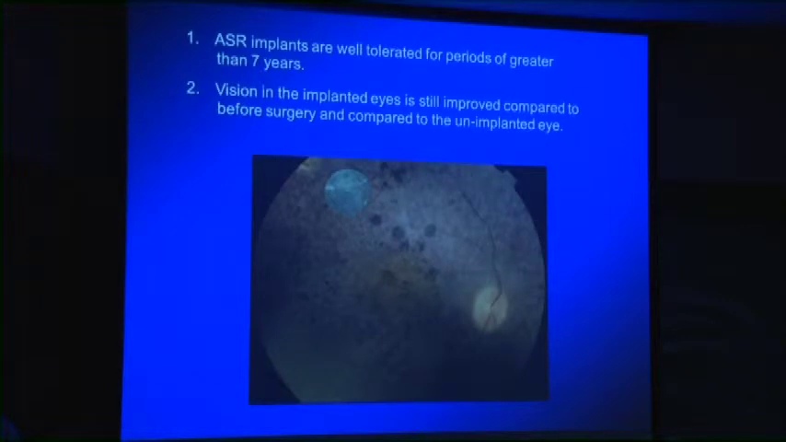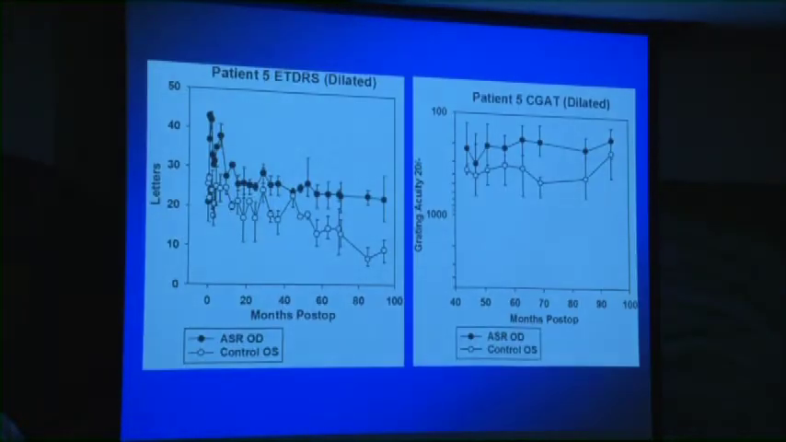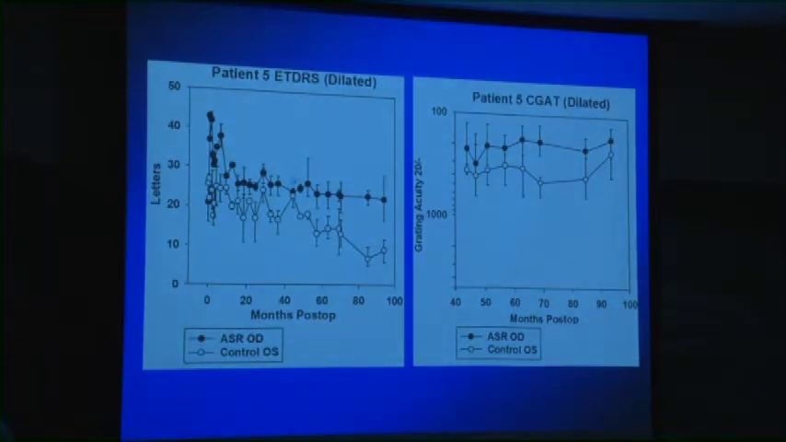We've now had these implants in humans for between 7 and 8 years, and we find that the implants are well tolerated for at least 7 to 8 years, and the vision in the implanted eye is still improved compared to the eye before surgery, and also compared to the unimplanted eye. We integrated a new test called grating acuity. We found that with this new test, we could test to lower levels of vision, and we evaluated these patients continuously during this period. And we found that the improvement persists.